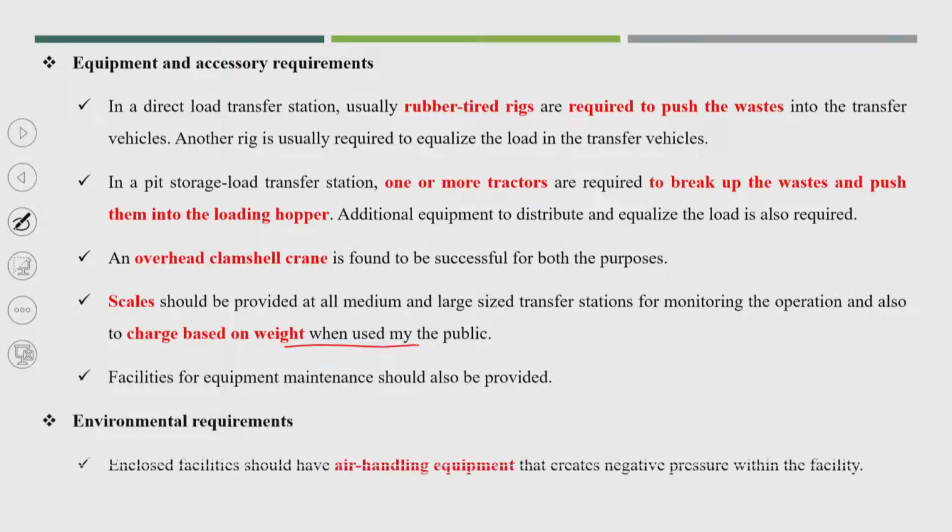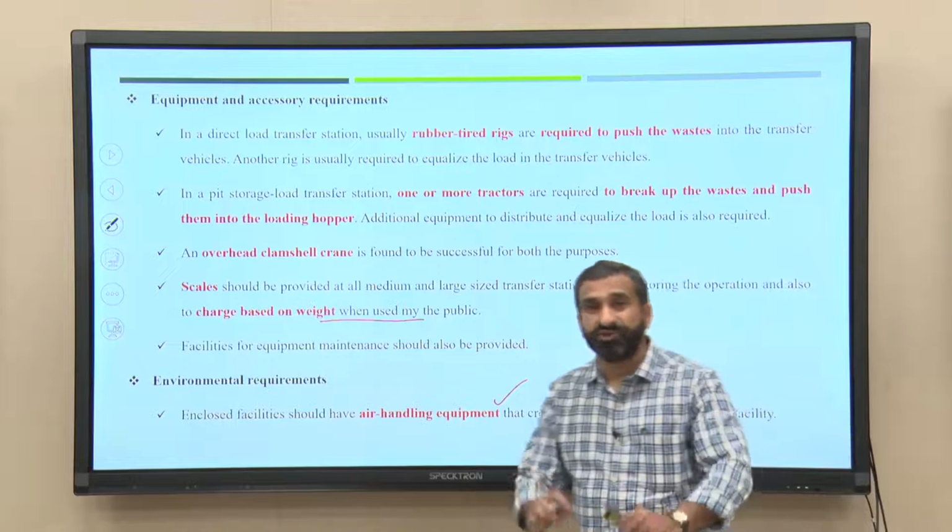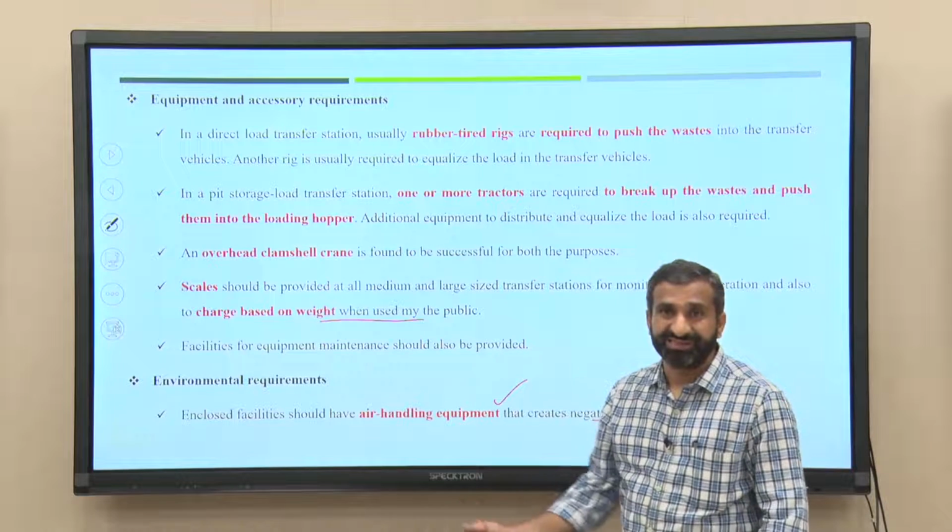Next is the environmental requirement. So, obviously, an enclosed facility should have air handling equipment that creates negative pressure within the facility. The idea is that this should create negative pressure within the facility, so that no odor will come out from the transfer station.